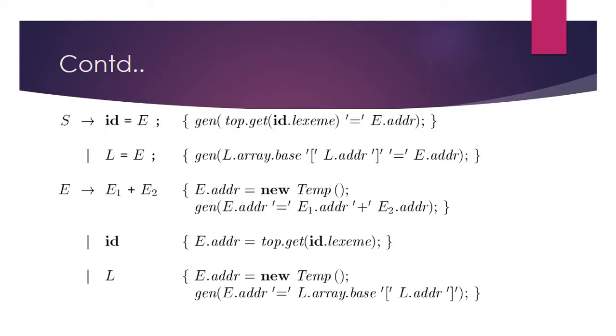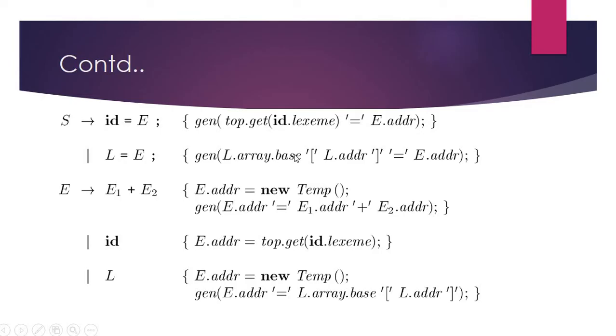Whatever value is stored in it, to retrieve the value, first we need to access the variable. For that we'll make use of the address attribute. So E.address will be used to access the address of it. Then S produces L equal to expression semicolon. Here L is referring to the list of values, so it is referring to the array. To retrieve the address of it, we'll be using L.address. That will be used to access the offset value of the array.